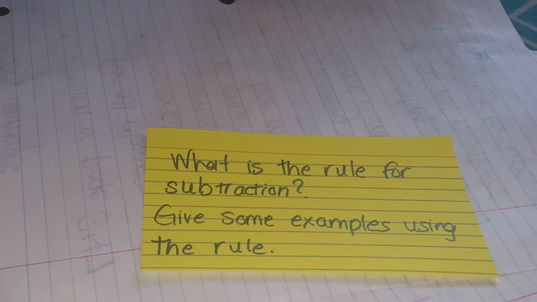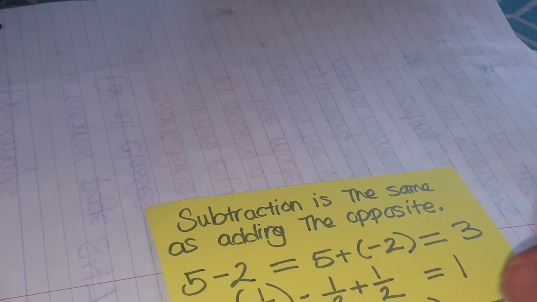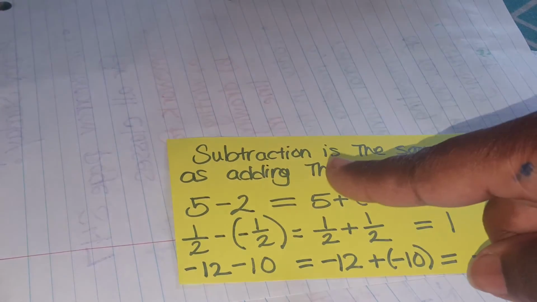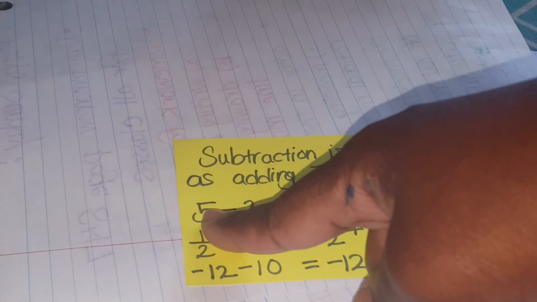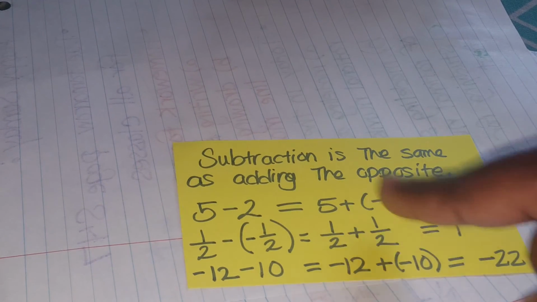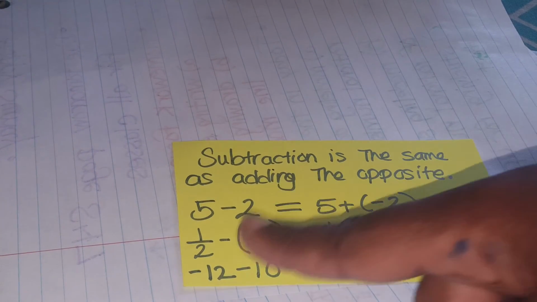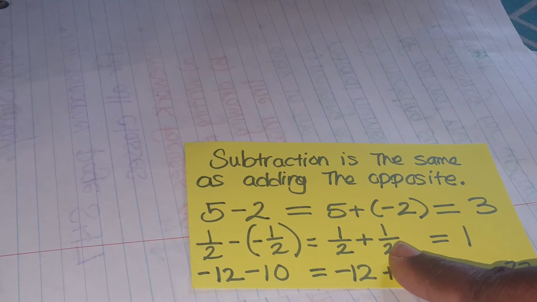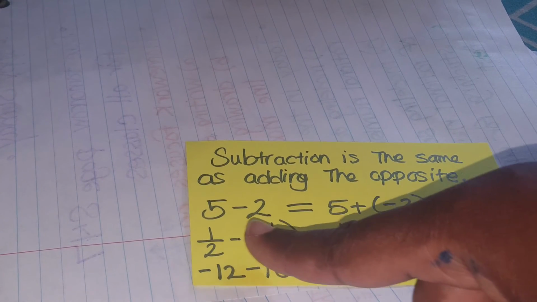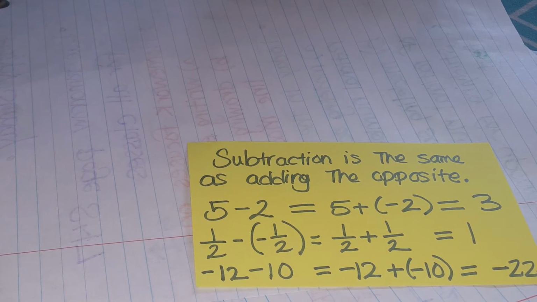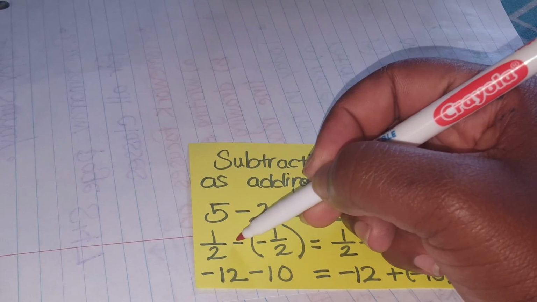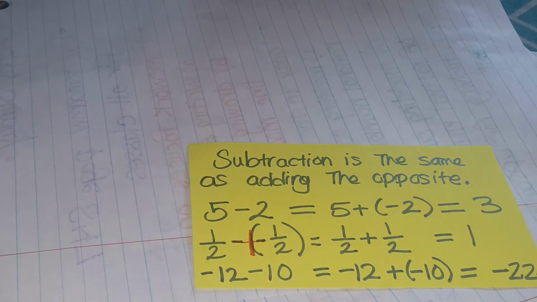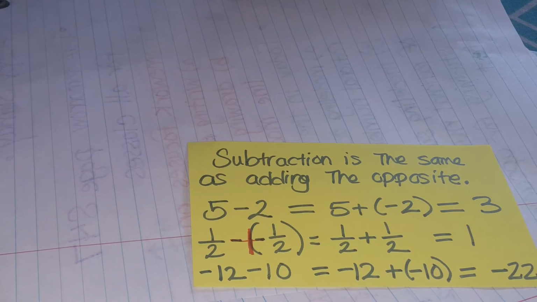What's the rule for subtraction? Give some examples using the rule. So flip it over. Subtraction is the same as adding the opposite. So 5 minus 2 is the same as 5 plus negative 2. Remember, subtracting a negative is the same as adding a positive. And of course, that answer is 3. 1/2 minus a negative 1/2, same as 1/2 plus 1/2. So subtracting a negative. And remember, a hint, and don't do this if you make your cards, a hint is just say, when I see two negatives back to back like that, boom, they're coming together and they're going to add. And 1/2 plus 1/2 is 1.